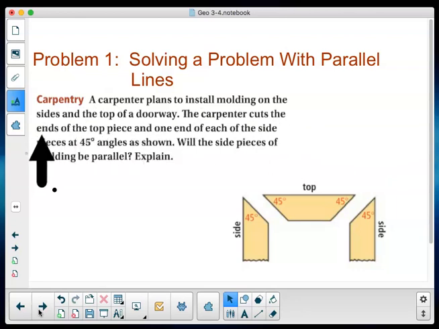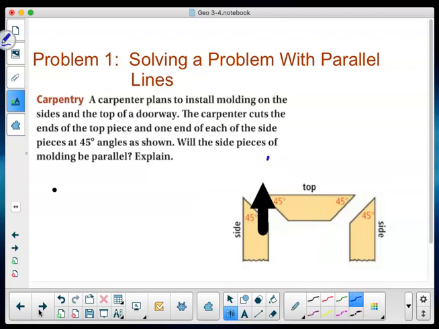The carpenter cuts the ends of the top piece and one end of each of the side pieces at 45 degrees, shown here. Top piece at 45, the side pieces at 45. Now, will the side pieces of the molding be parallel? Explain. Well, what's 45 plus 45? If I look at that, I've got 45 plus 45. That gives me 90. Hey, that's a right angle.